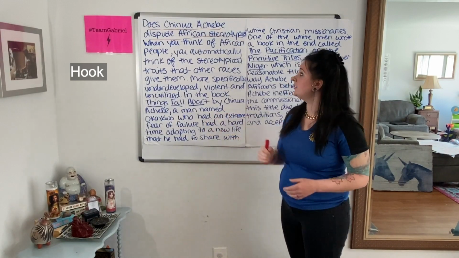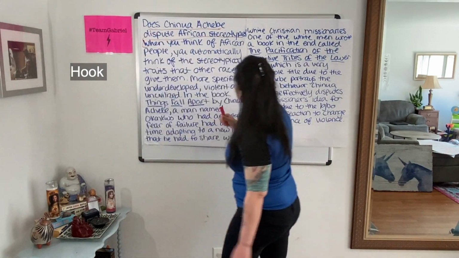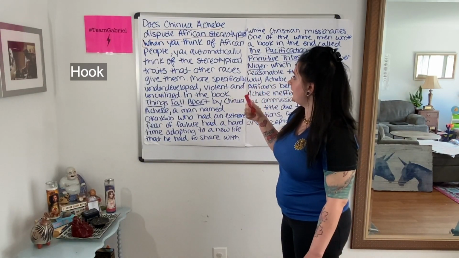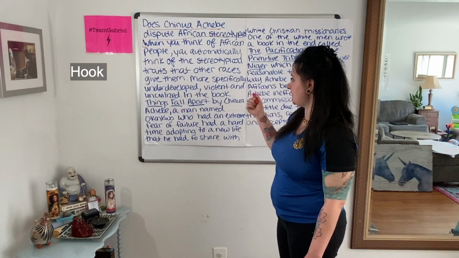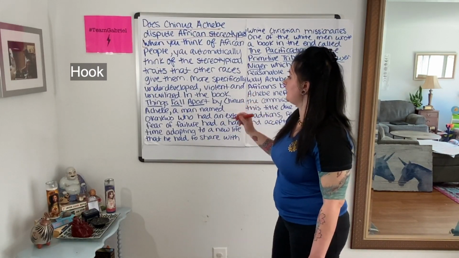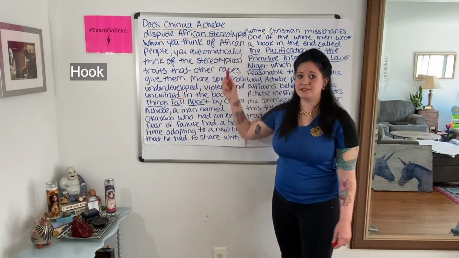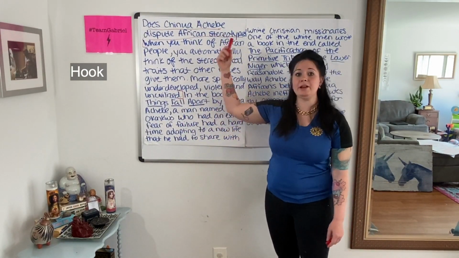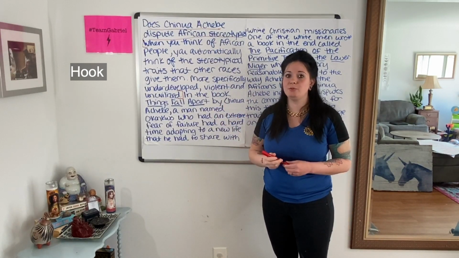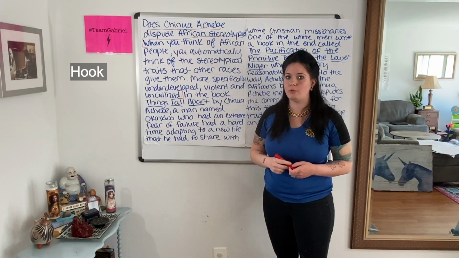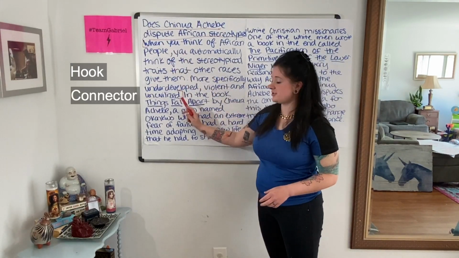So she goes on to say, when you think of African people, you automatically think of the stereotypical traits that other races give them. More specifically, underdeveloped, violent, and uncivilized. Now, what I like about this section is she doesn't go straight from a hook into her background information of the text, because if she were to do that, we wouldn't really know why the hook was there or if it made sense. So right here, she has a connector.